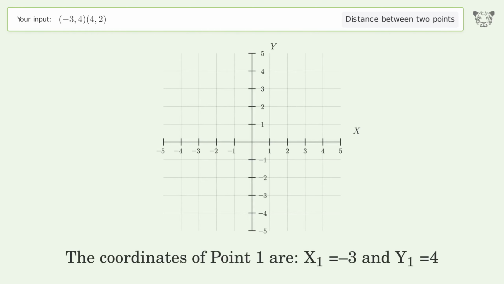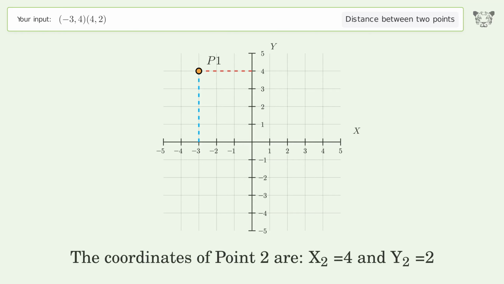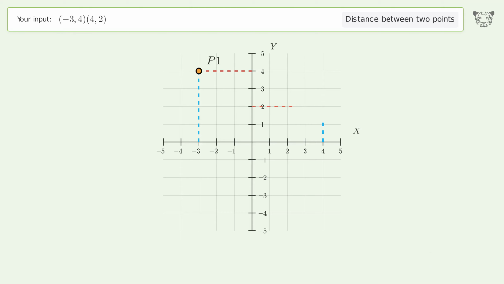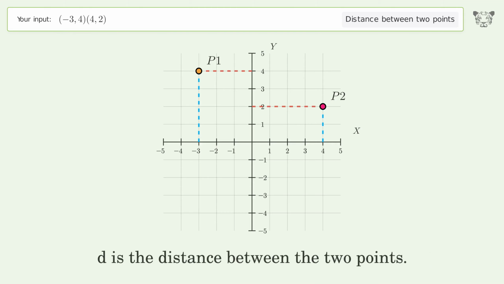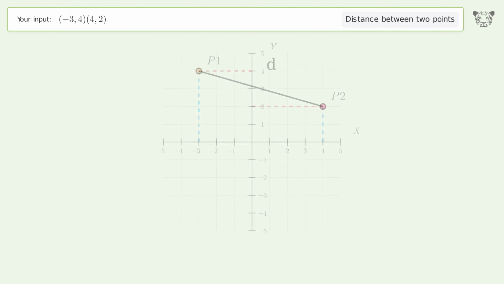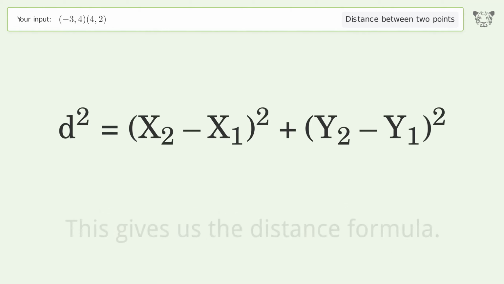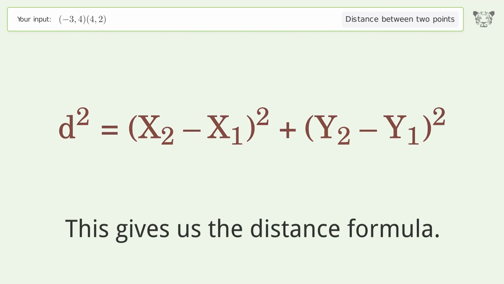The coordinates of point 1 are, x1 equals -3 and y1 equals 4. The coordinates of point 2 are, x2 equals 4 and y2 equals 2. D is the distance between the 2 points. First, take the square root of both sides of the Pythagorean theorem. This gives us the distance formula.